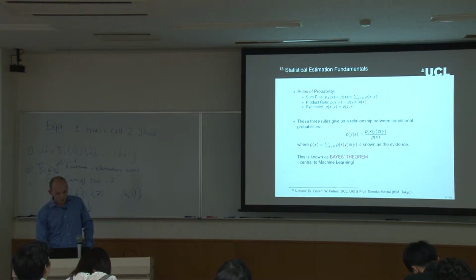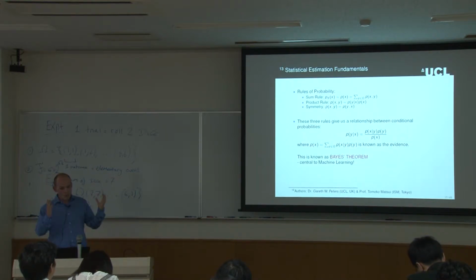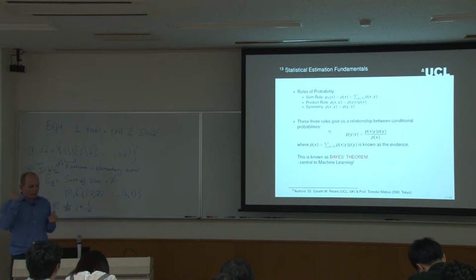We have the product rule, which states that the probability of X and Y is equal to the probability of Y given that X happens multiplied by the probability that X happens. Okay, that's straightforward. Symmetry: the probability of X and Y is the probability of Y and X. So we can use these three rules to establish a relationship between conditional probabilities.